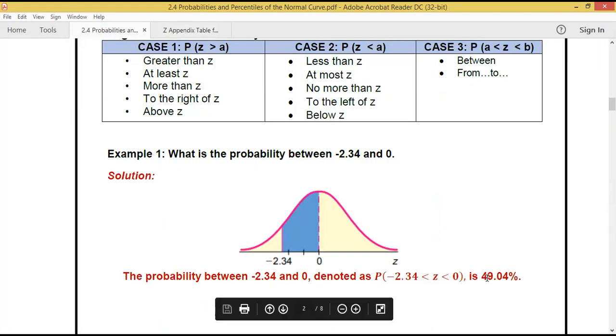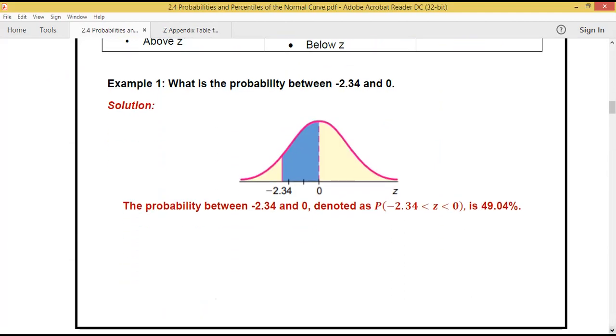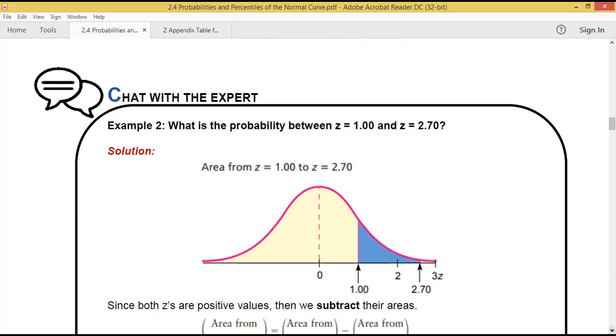Let's go back to our material. We convert 0.4904 into a percentage. So the probability between negative 2.34 and 0, which is denoted in this notation, is equal to 49.04%.